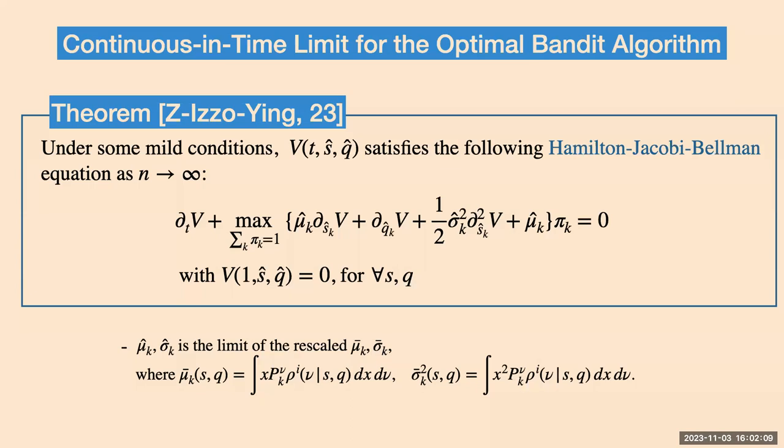Here there are several important parameters, mu bar and sigma bar, which are the first moment and second moment. And here mu hat and sigma hat are the rescaled version of the first moment and second moment. If the second moment is equal to zero, then you don't have this diffusion term. You have a deterministic optimal control problem. If the second moment is still there, then you have a diffusion term.